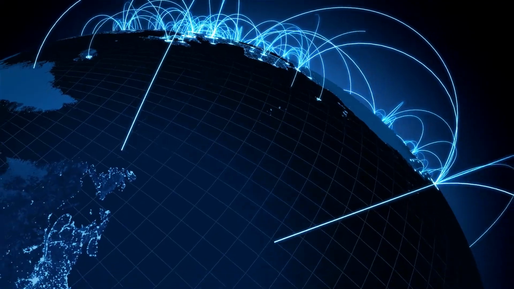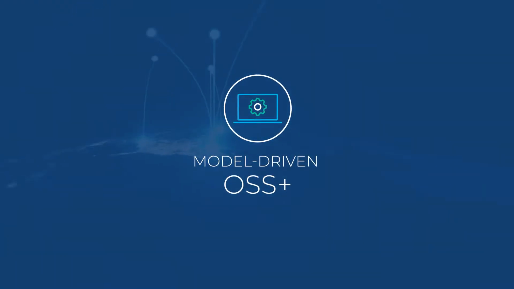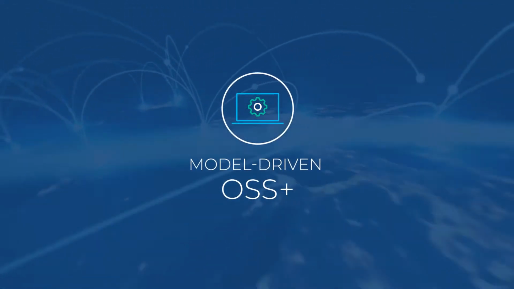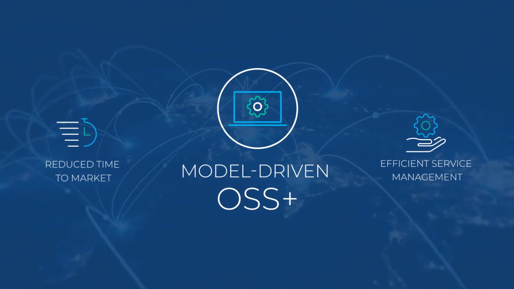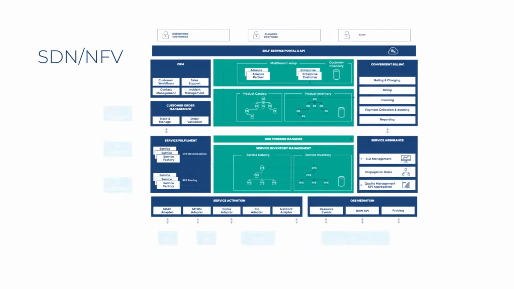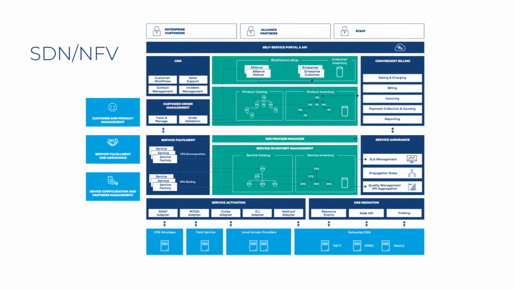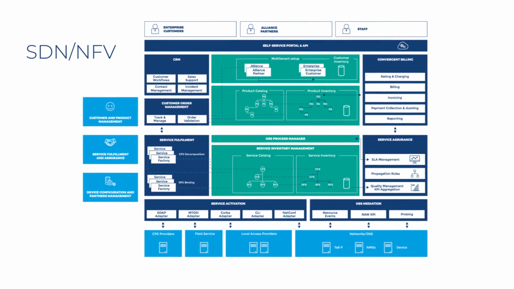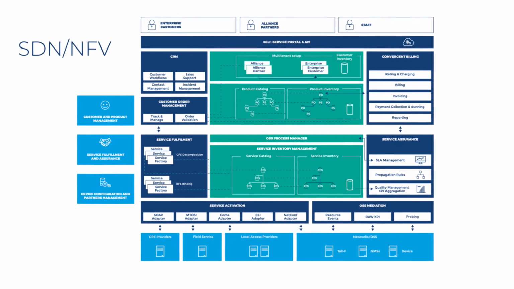To meet these challenges, Comarch offers a model-driven OSS Plus approach to service lifecycle management, allowing CSPs to reduce time to market and enabling efficient service management. Comarch's model-driven approach is built around SDN and NFV and is crucial for closed-loop automation, from order capture via service fulfillment to network and service assurance.